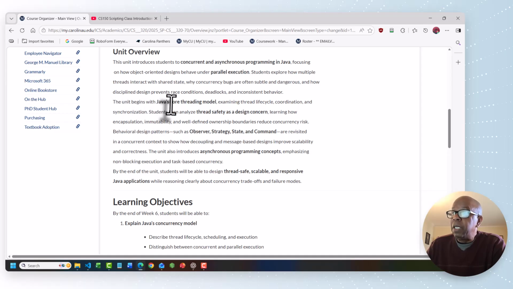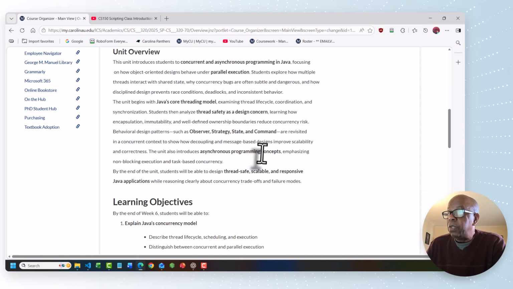The unit begins with the Java core threading model. We'll talk about that. Students will analyze using thread safety as a design concern. We'll be talking about behavioral design patterns, a little more of a deep dive into that: the concept of an observer, a strategy, a state, a command. We'll be looking into that and how it's applied in object-oriented programming.